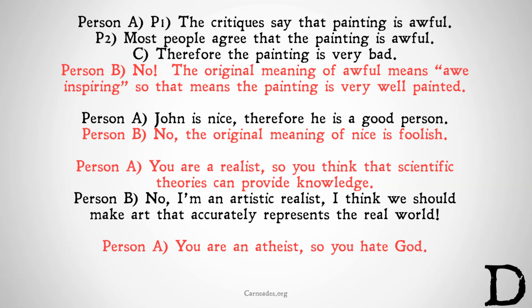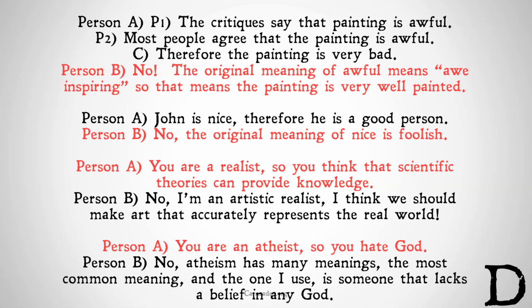And finally, person A: You are an atheist, so you hate God. Person B: No. Atheism has many meanings. The most common meaning, and the one that I use, is someone that lacks a belief in any God. As with the realist example, there are multiple meanings of atheist, and person B is defining what they mean by atheism. Particularly for arguments like this, it's not productive to get into that semantic argument of what does this really mean.